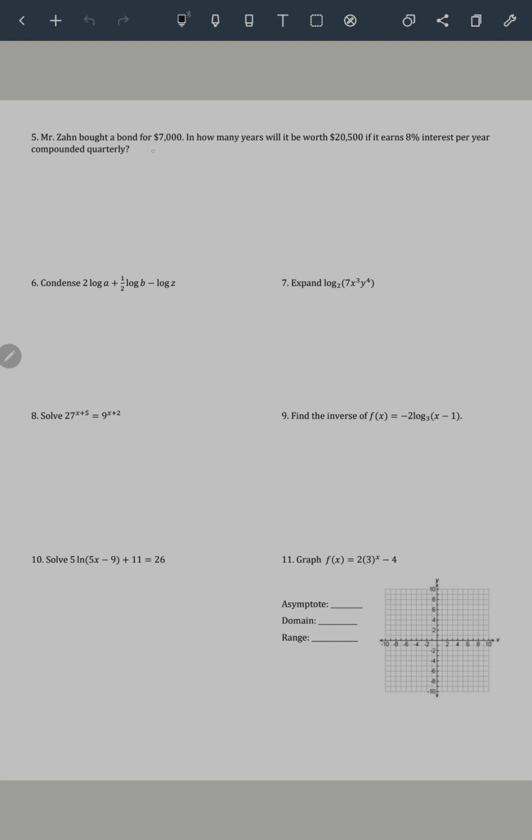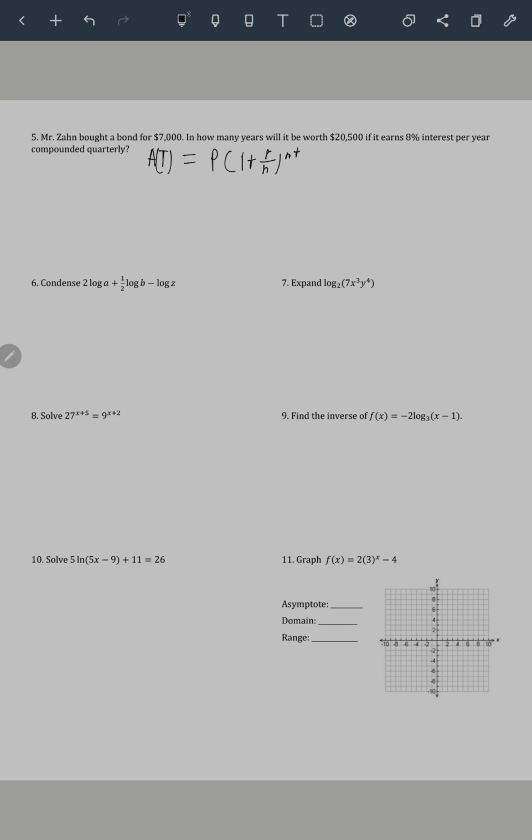Now if you remember from my very OG videos, compound interest is A(t) equals P(1 plus r over n) to the power of nt, right? Now here we have the rate, interest rate, and we have n, which is number of times per year, right? And we have t, which is time in years, right? And we have the price, and then we have the total amount that we're making, right?